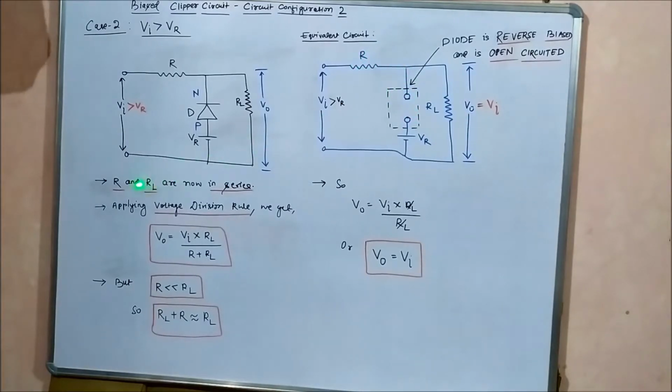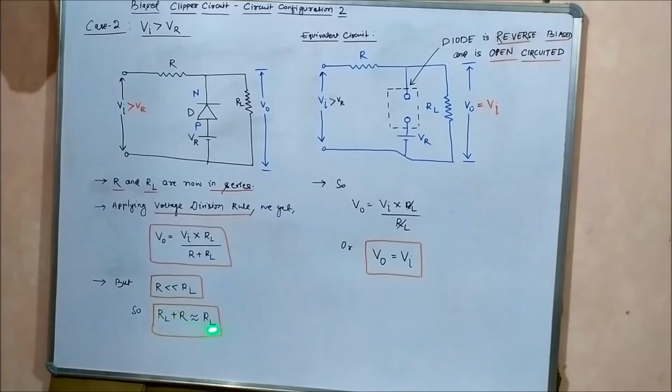Applying the voltage division rule, we get the output voltage V0 as Vi into RL divided by R plus RL. We have simply applied the voltage division rule to calculate the output voltage across RL. Now this resistance value R is generally much lesser than RL. RL is much greater than R. So in the denominator, this term can easily be replaced with RL, because R is much lesser than RL. So this sum will be nearly equal to the load resistance value RL.